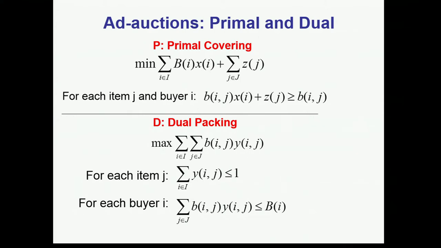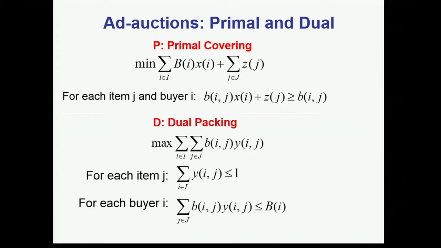The primal, the covering problem, is of course very similar to what we saw with routing. The constraint is that for every edge ij, b_ij multiplied by x_i, where x_i is for a buyer and z_j is for an item, so b_ij times x_i plus z_j is bigger than or equal to b_ij. And this is our primal objective function.